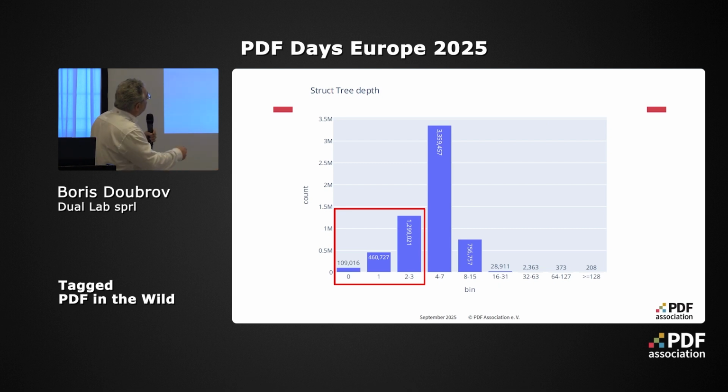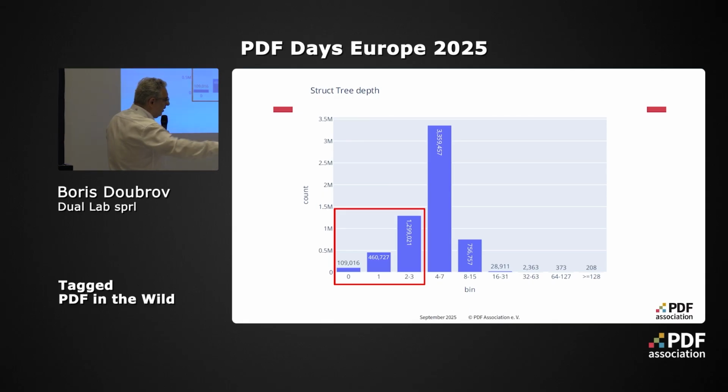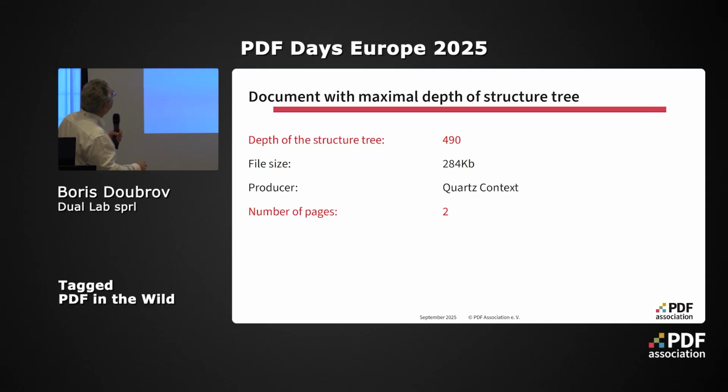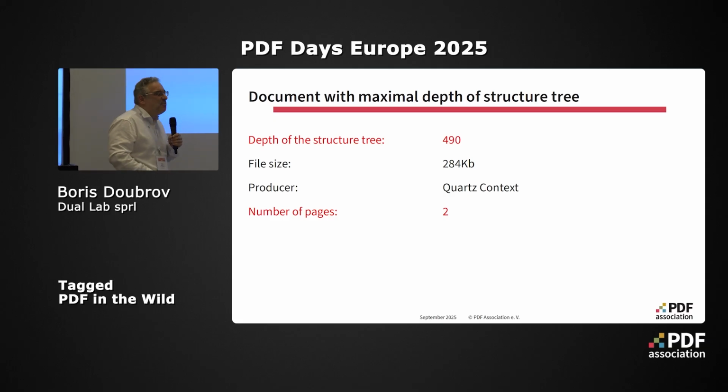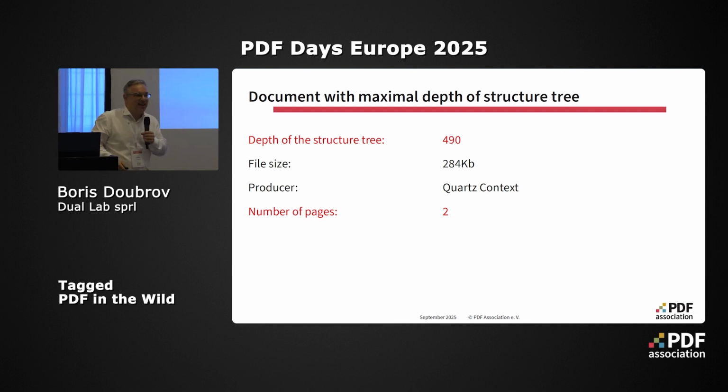But the majority, again the median here, is a depth of 4 to 7 elements. But we also have extreme cases as usual, and here's an extreme case. We have a document that has a structure tree depth of 480. I can't imagine what it could be. And again, that's a very small document produced by Quartz Express, just 2 pages, but with an outrageously deep structure tree inside.